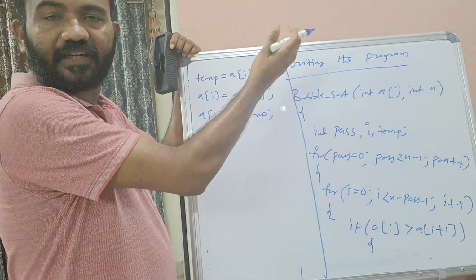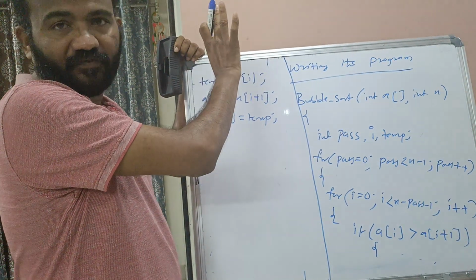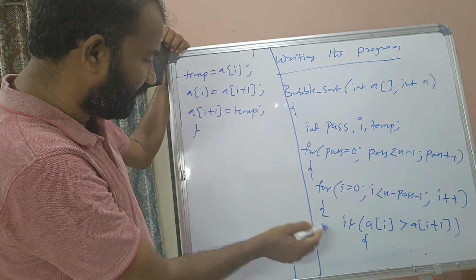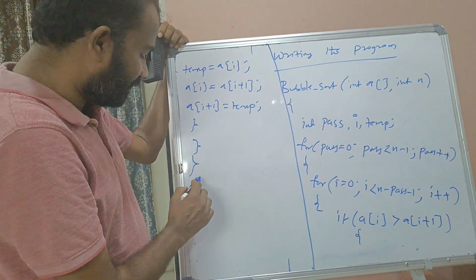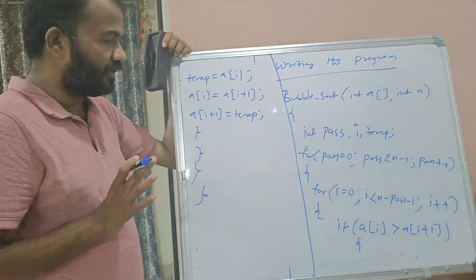So obviously the elements are to be returned to the main function, right? Here I am using 3 braces. I am going to close these 3 braces first, and finally I need to close the bubble sort braces. So this is finding the logic for the bubble sort program, right?